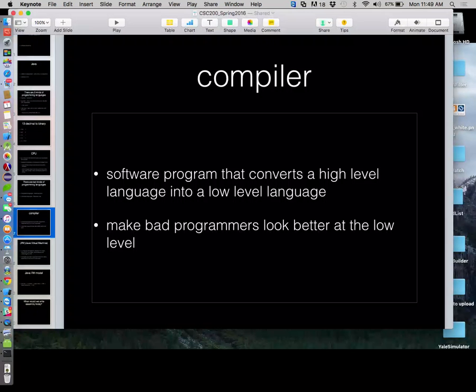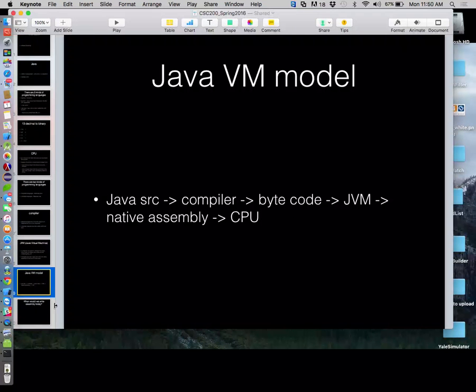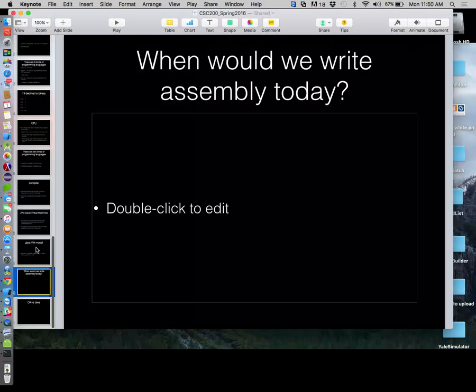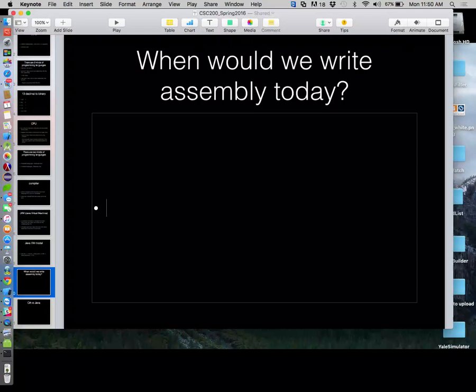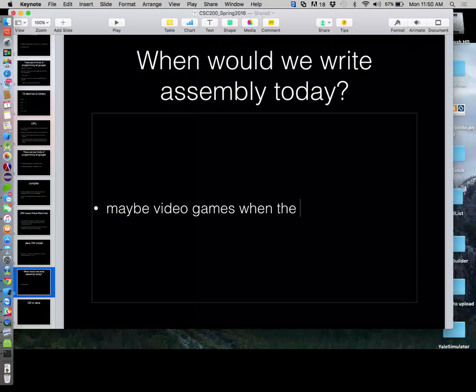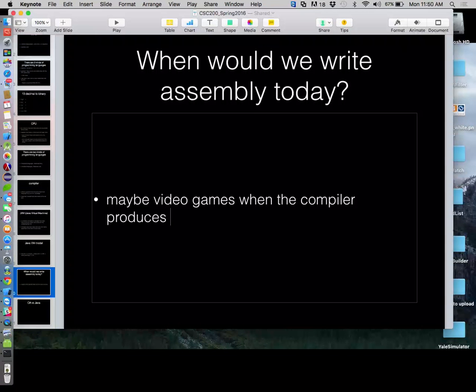Make sense? All right, so back down here to the Microsoft story. So let's say maybe video games, when the compiler produces assembly that is too slow. We'll just say whatever that means.